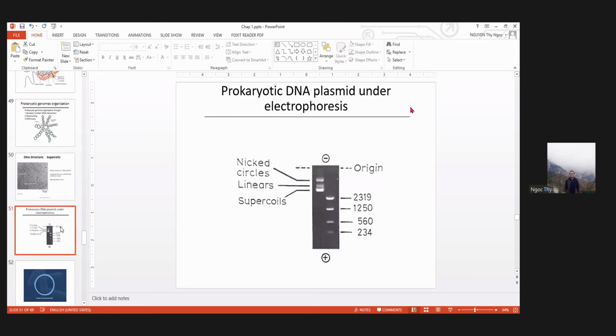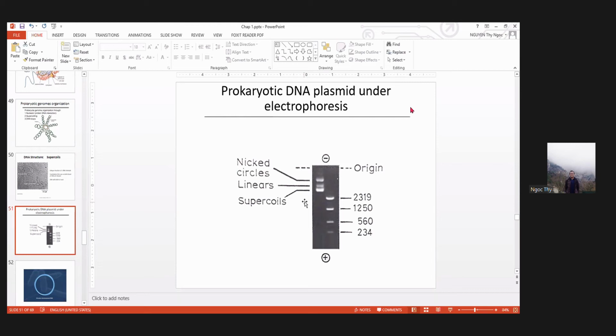And here is electrophoresis of plasmid DNA. For example, we put a negative charge and a positive charge here. Remember that DNA is negatively charged in a neutral pH medium, so it moves from the negative charge to the positive charge, and based on the distance the DNA fragment moves, we can identify the size of the DNA molecule.